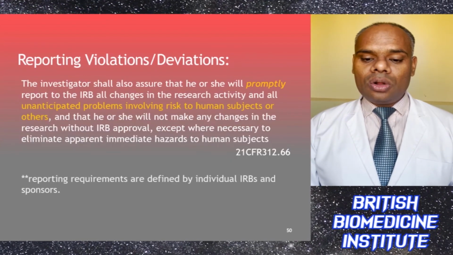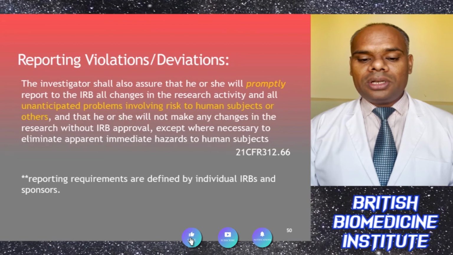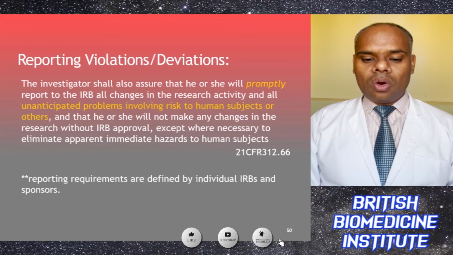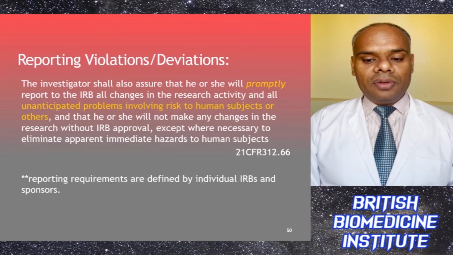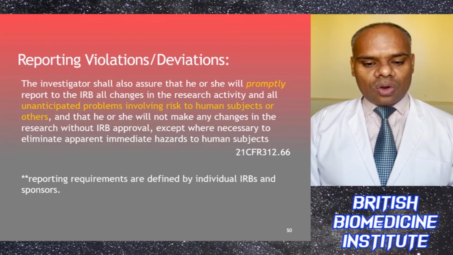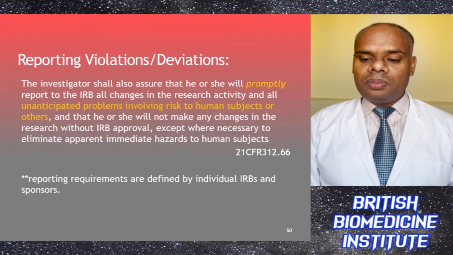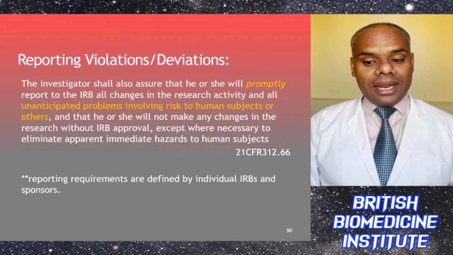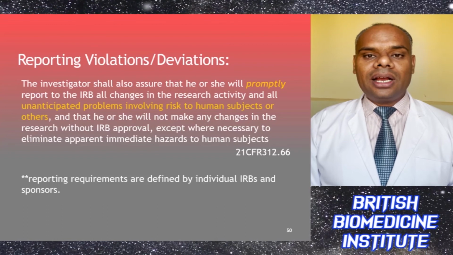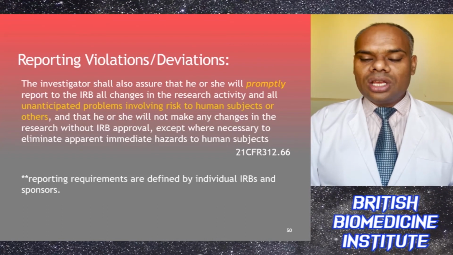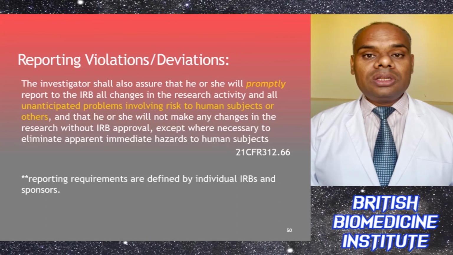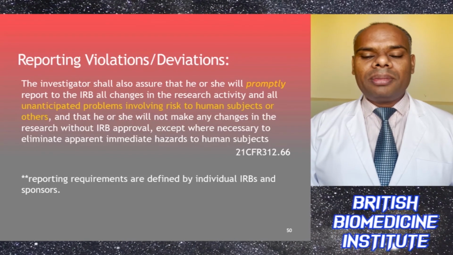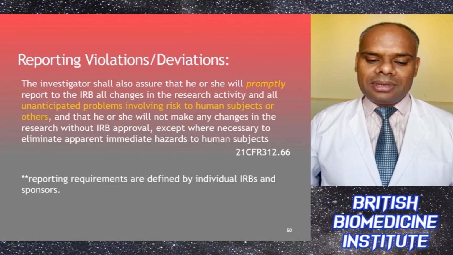So the investigator shall also assure that he or she will promptly report to the ethics committee all changes of research activity and all unanticipated problems involving risk to human subjects or others, and will not make any change in the research without ethics committee approval, except when necessary to eliminate apparent immediate hazards to human subjects. So this has to be done in accordance with 21 CFR 312.66, and basically reporting requirements are defined by the individual ethics committee and by the sponsors.